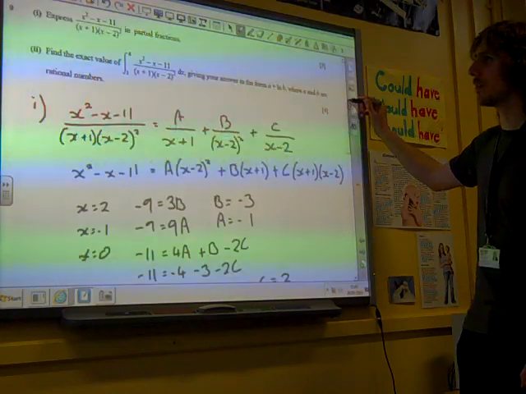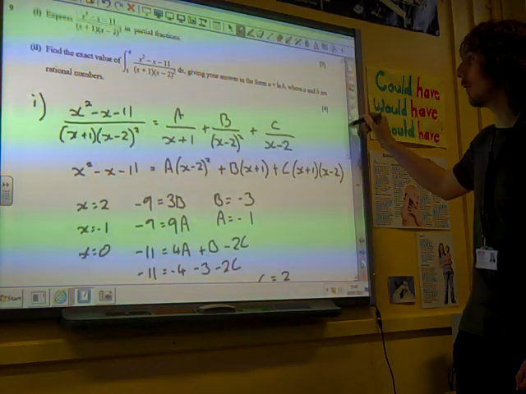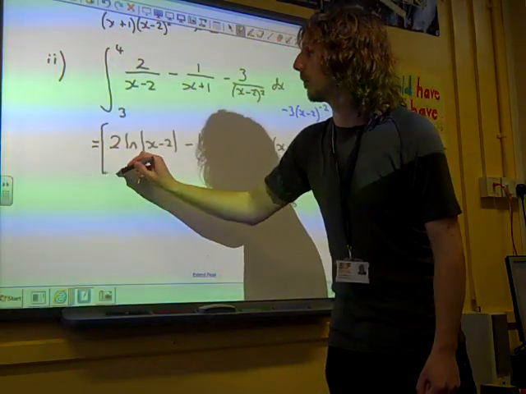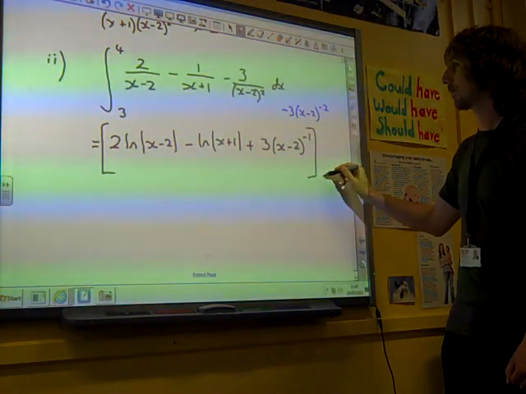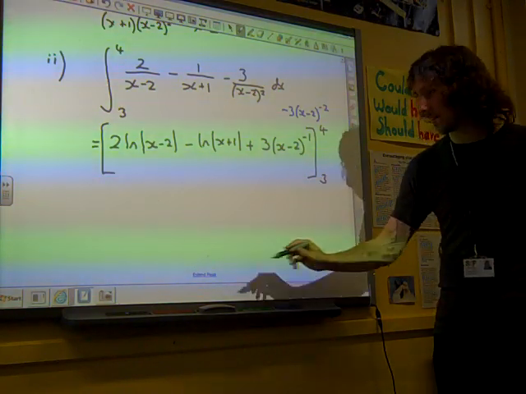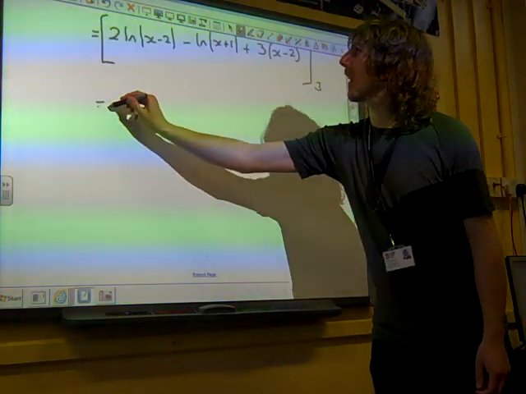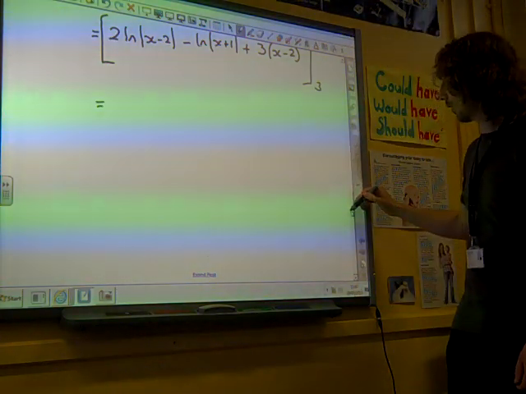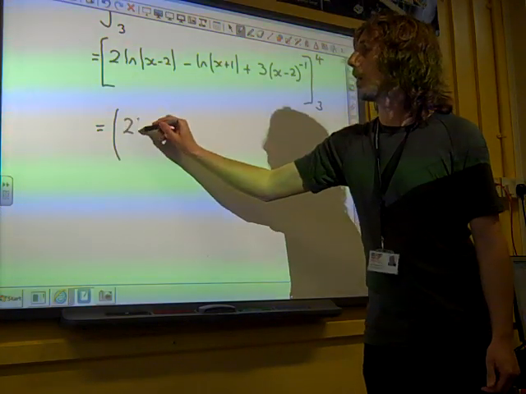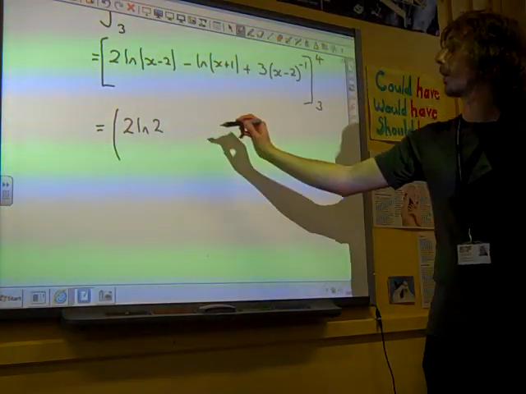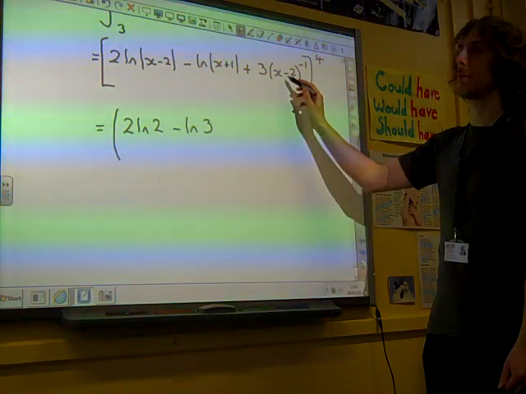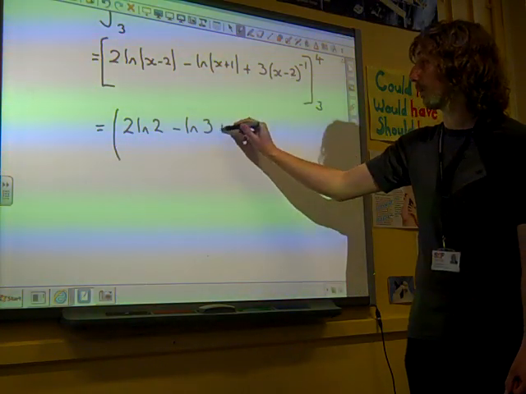What did it say about the question? Oh, it's between 3 and 4. So we've got it between those limits. Now we need to put the limits in that. I think I'll leave it like that to put the limits in. So let's put in the 4 first. That's 2 ln 2 minus the natural log of 3. And then 4 take away 2 would be 2, so that's 3 over 2.